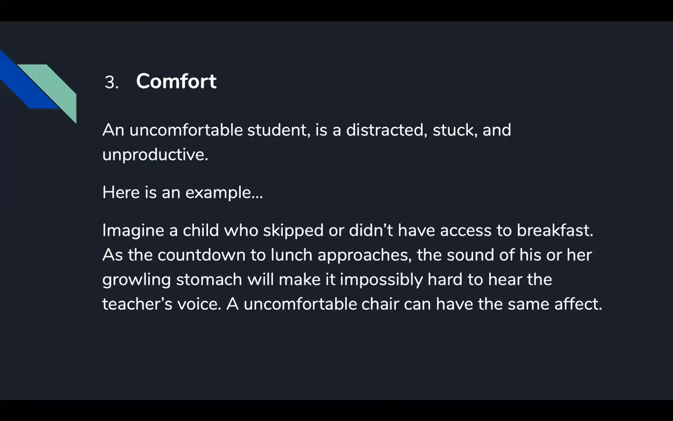As the countdown to lunch approaches, the sound of his or her growling stomach will make it impossibly hard to hear the teacher's voice. An uncomfortable chair can have the same effect. So like Ali was saying, students really need to feel comfortable where they're sitting, and just have the freedom to choose what their comfort zone is, because I know my most comfortable learning position isn't going to be the same as Ali's, and it's not going to be the same as most of you guys that are listening to this.